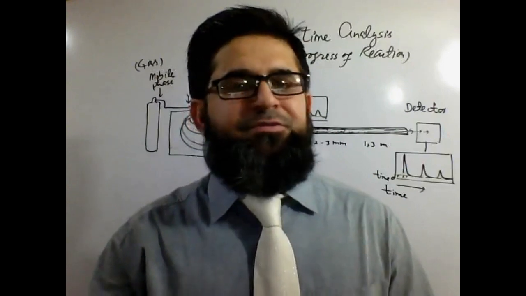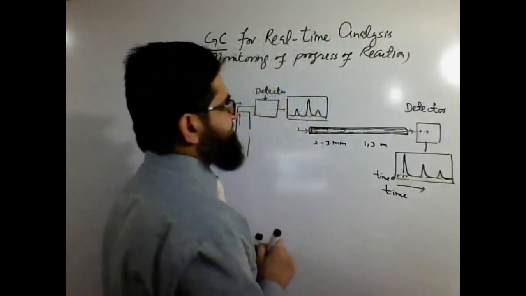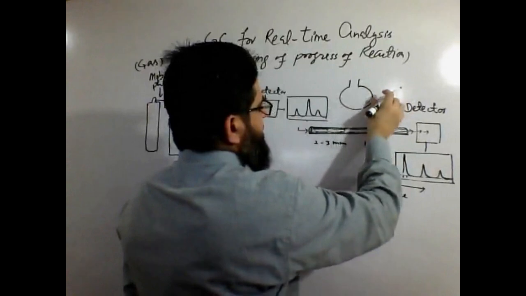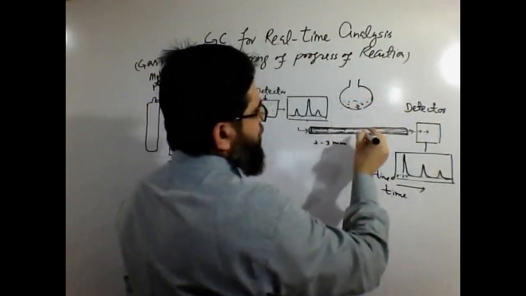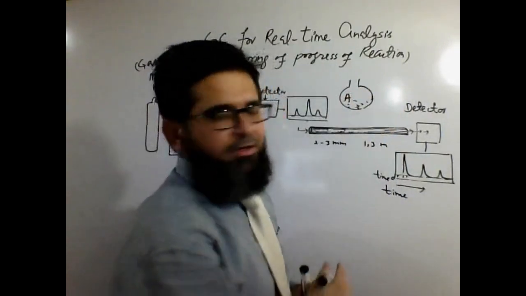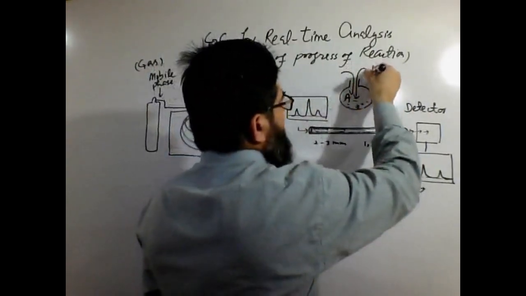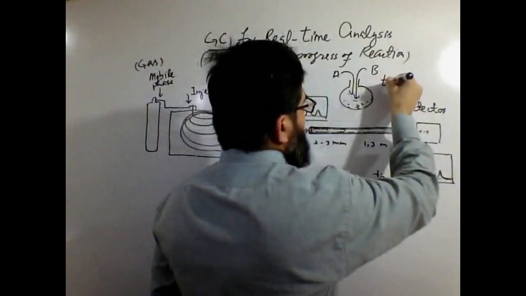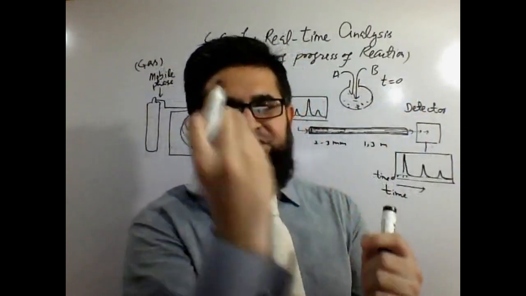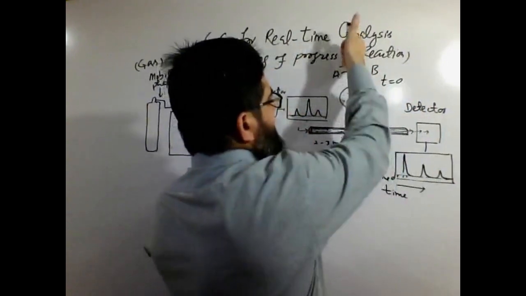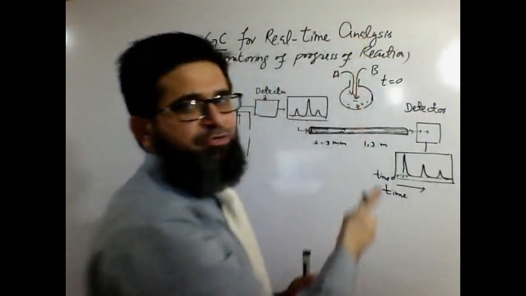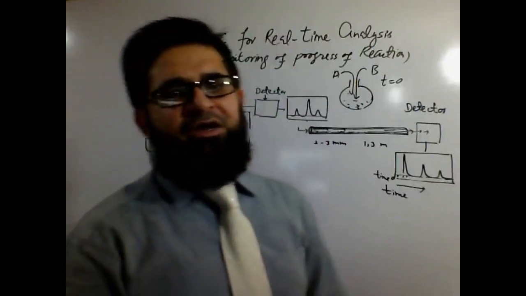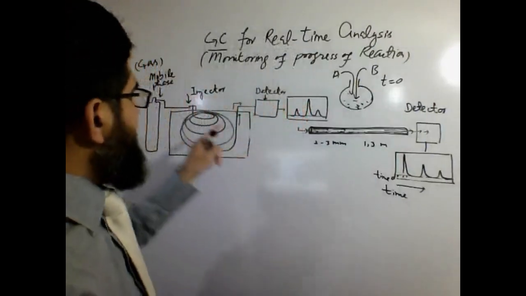Let's say once we mix two reactants, we have a flask here, we put in a certain solvent and then we put in reactant A, then we put in reactant B. At time 0, means we haven't started the stirring, we can take one of the samples from the reaction mixture, inject it into the injector, and let the GC run the analysis.